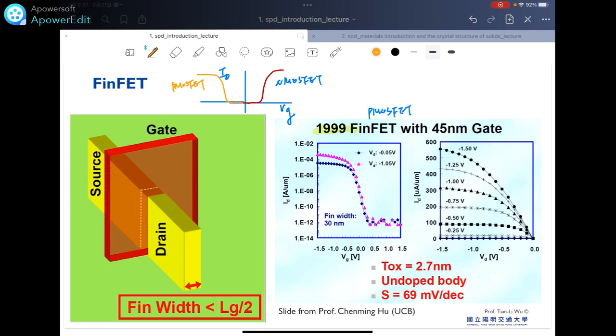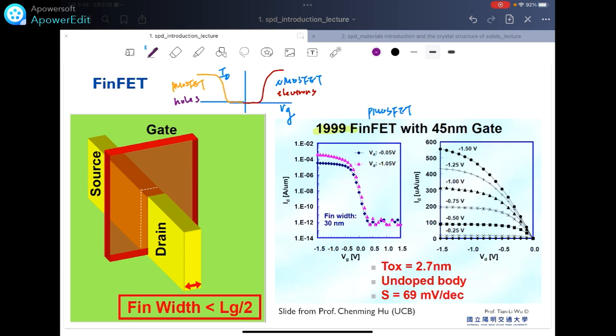In the NMOS, as we already explained, the major transport carrier is the electron. So we apply a positive bias and then we induce electrons, and then the electrons flow from source to drain and become the drain current. Similarly, in the case of the P-MOSFET, the major transport carrier is the hole. This means that if we want to induce holes, we need to apply a negative bias, because basic physics tells us that a negative bias attracts positive charge, which is the hole here. We will explain this later.